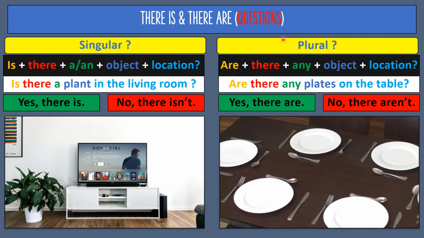For plural questions, you need are plus there plus any plus the object plus the location. For example, are there any plates on the table? Yes, there are.